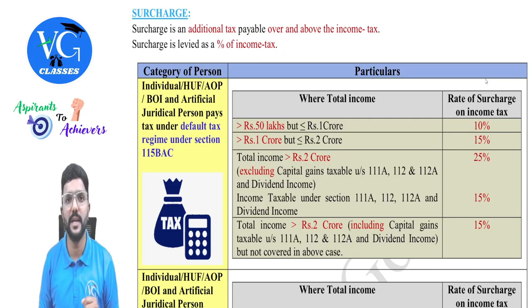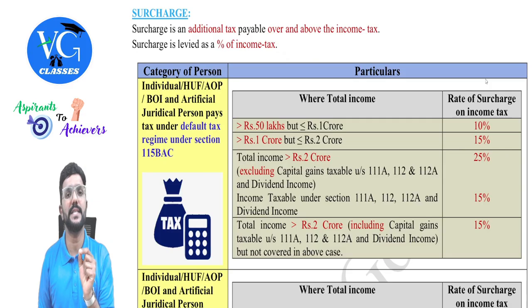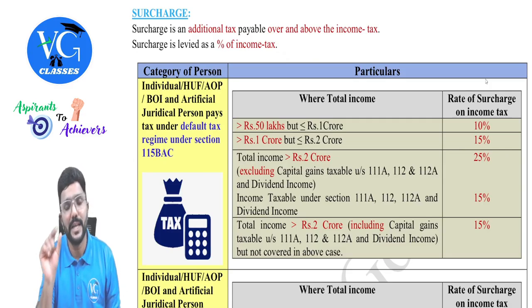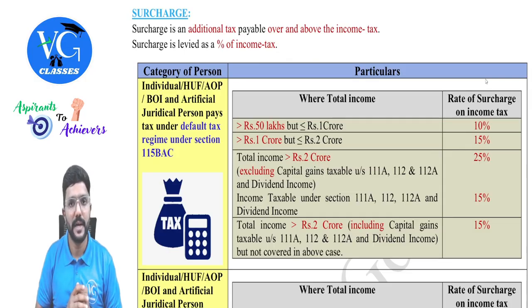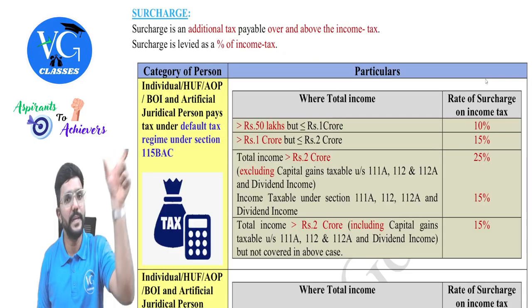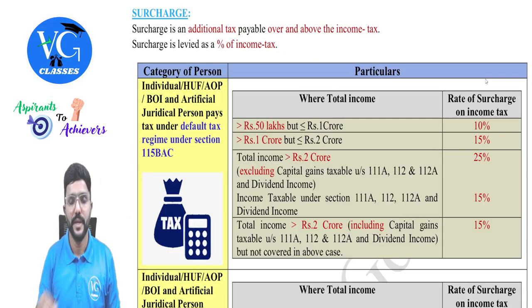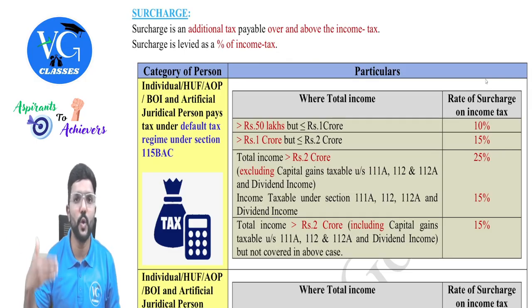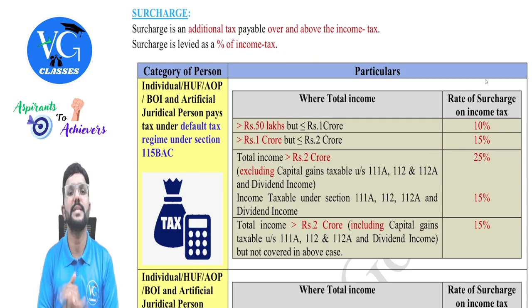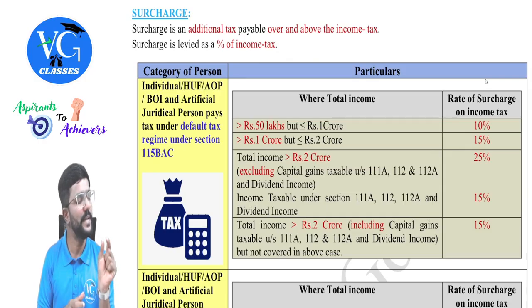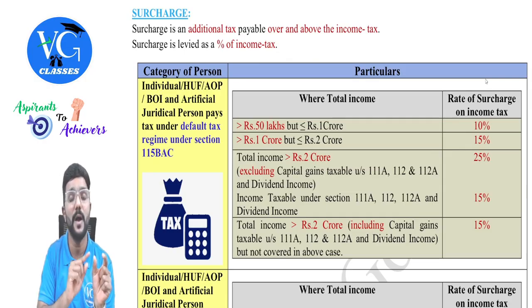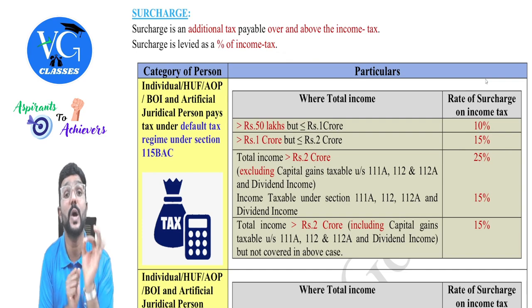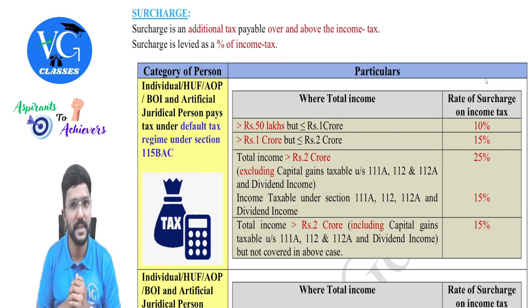But when surcharge is applicable, we need to apply the rate of surcharge not on the total income, but on the gross tax liability. Clear? I repeat. For checking the applicability of surcharge, we need to see the total income figure. If total income is more than specified limits like 50 lakh, 1 crore, 2 crore, 5 crore, 10 crore, then surcharge is applicable. When surcharge is applicable, assume 15%. Is 15% to be applied on total income or gross tax liability? Gross tax liability.